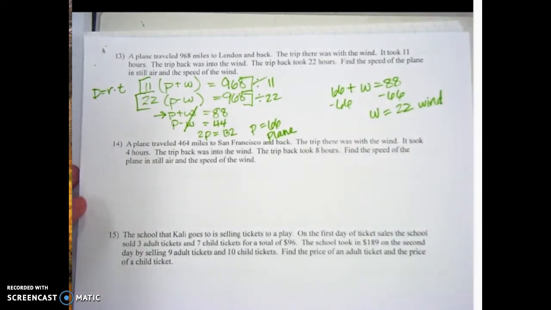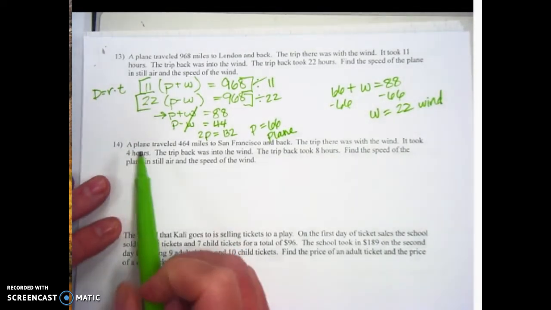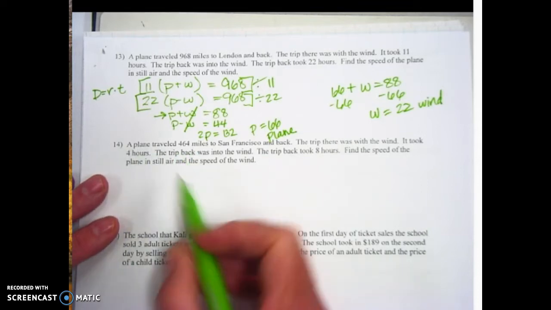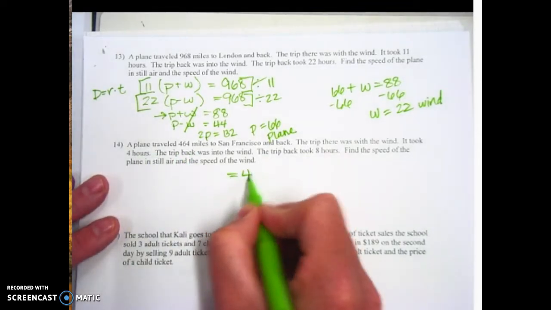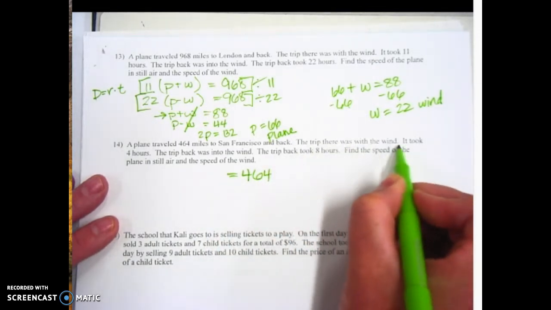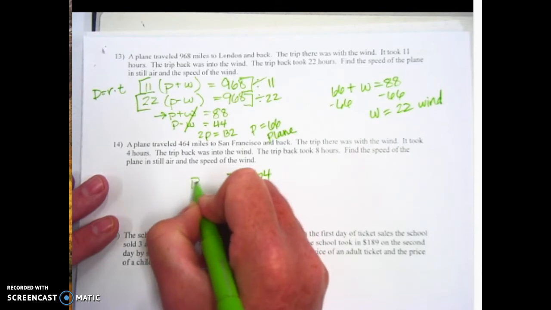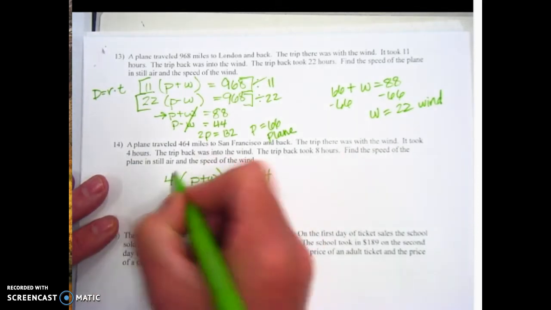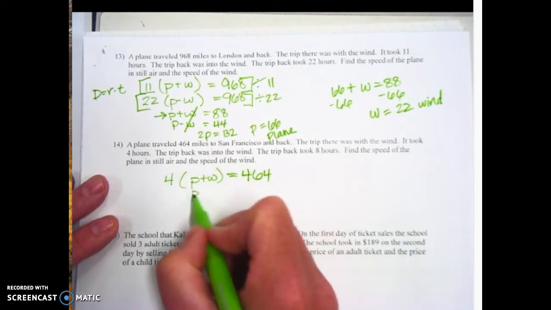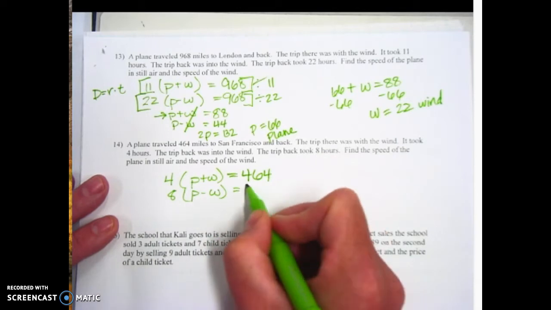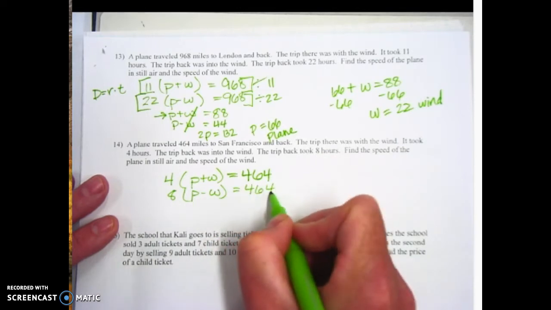14 is set up very similarly. A plane traveled 464 miles to San Francisco and back. The trip there was with the wind. So that's the P plus W. And it took 4 hours. The trip back was into the wind. Trip took 8 hours and same distance of 464.